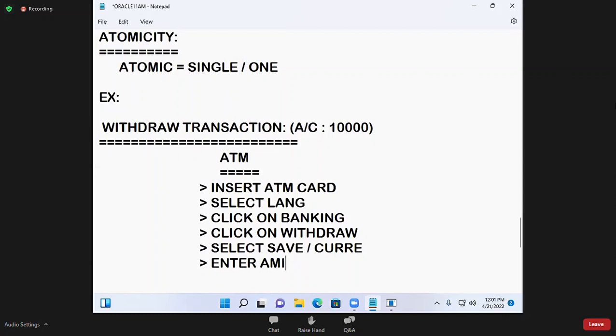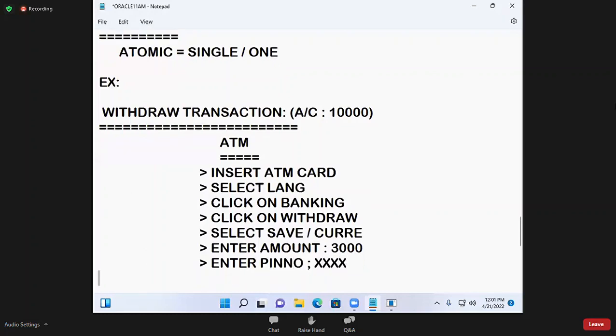Okay. Suppose I'm going to enter my amount. How much amount do I need? I said 3,000 rupees, so I enter 3,000. Then after that it asks me to enter the PIN number, so I will enter some PIN number. Okay, fine. After entering the PIN number, finally there is what is called a decision making option. Yes or no?